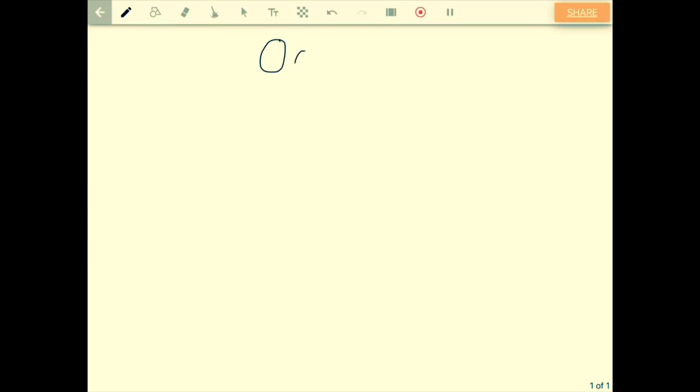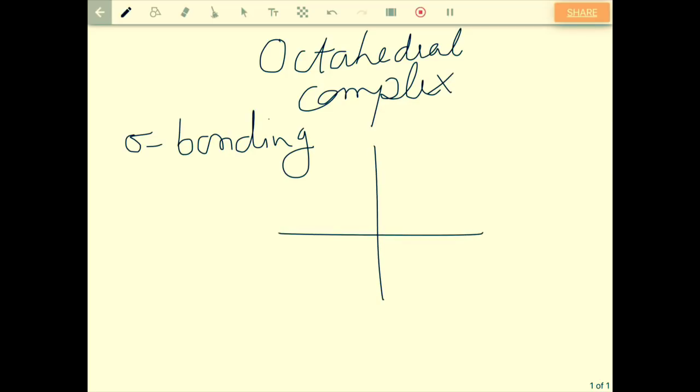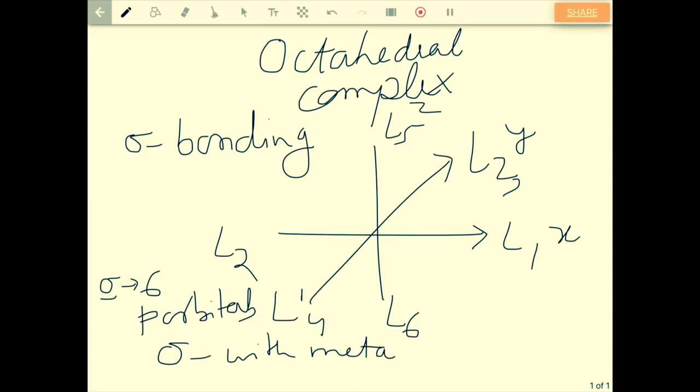So we start with the formation of octahedral complex, and in octahedral complex first we will consider sigma bonding. If we consider an octahedral complex, then its geometry can be considered as the ligands being present at the six corners of this octahedral geometry. So this is L3, and this is L4, then L5, L6. If this is X axis, this is Y axis, this is Z axis, the six ligands have six p orbitals which can form sigma bond with the metal orbitals.